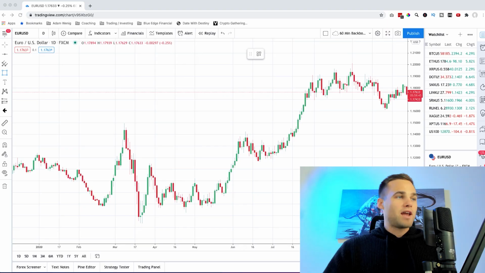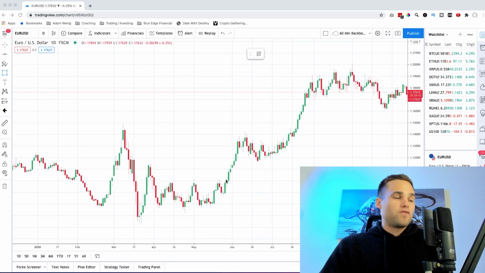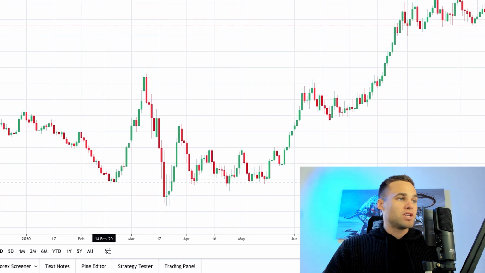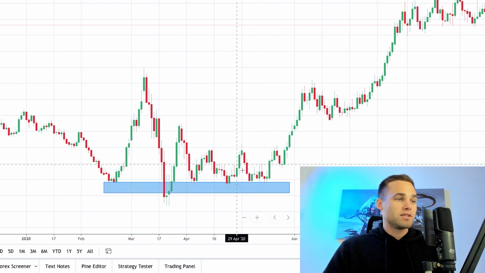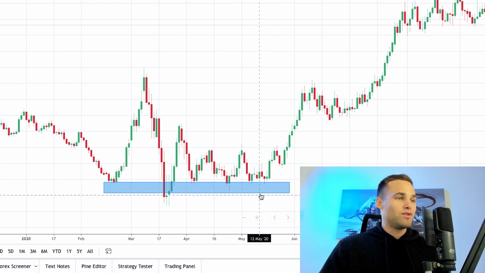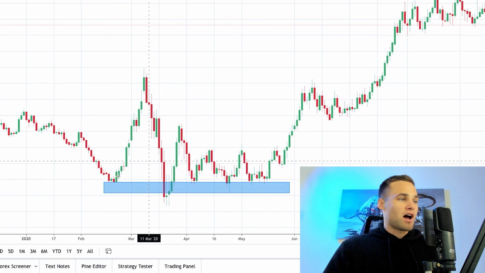So let me just go ahead and pull this up and I'll show you an example of some of the things that you might actually look for if you were trading price action. One of the things that you might look for is support and resistance zones. So you can see right here, we had this support in this scenario, where we see price bouncing off. Price bounced off, bounced off, bounced off.